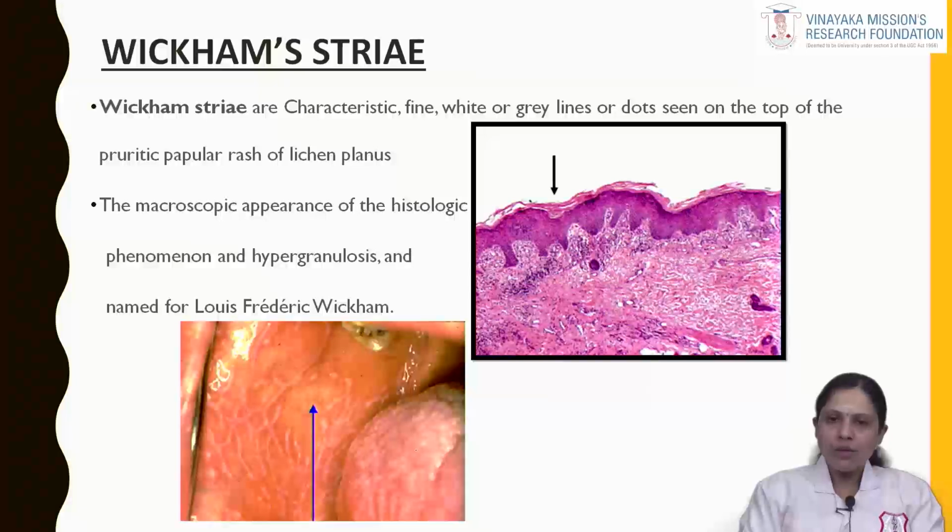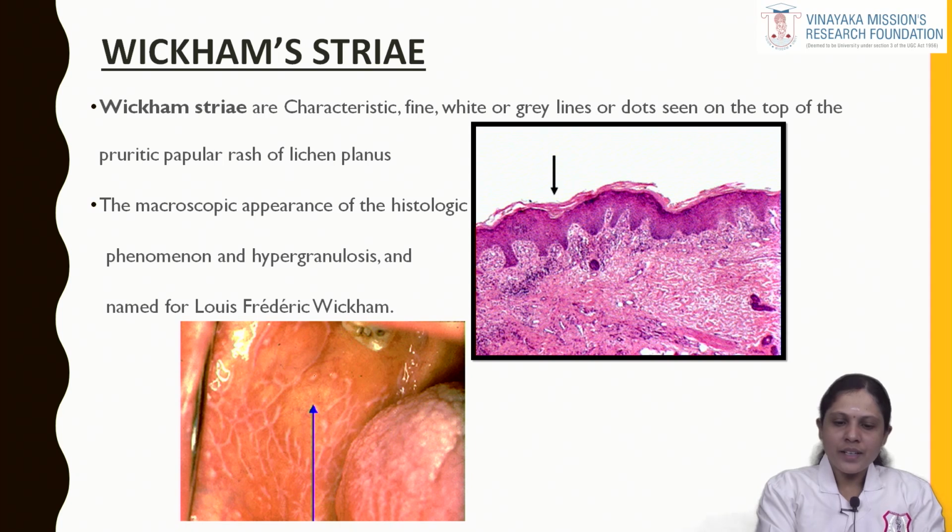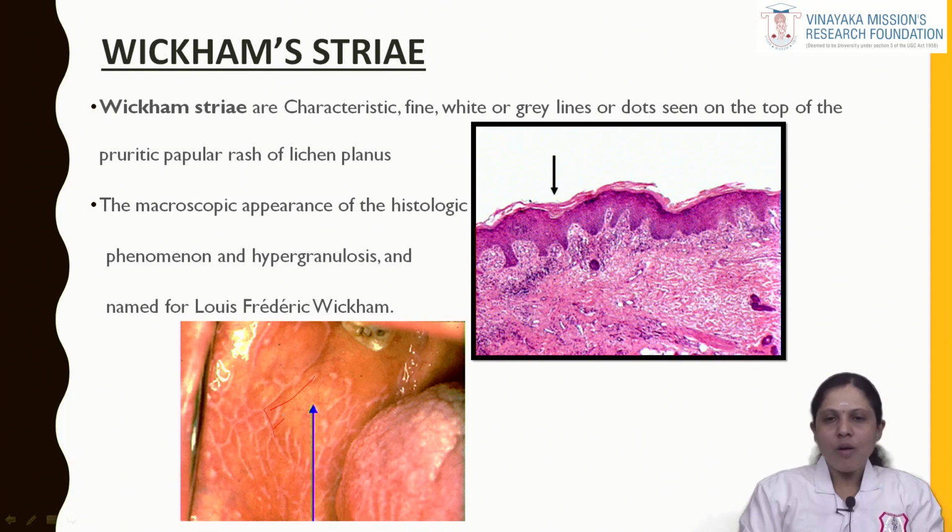So the characteristic oral finding of oral lichen planus is the presence of Wickham striae, that is, fine white lines. It may be grayish white also, or dots seen on the pruritic papular rash on the buccal mucosa. The macroscopic appearance is mainly due to the histological phenomenon of hypergranulosis in the selected area. It is named after Louis Frederick Wickham. Okay, so Wickham striae is nothing but fine white lines which are seen in the buccal mucosa, and it is mainly due to hypergranulosis histopathologically.